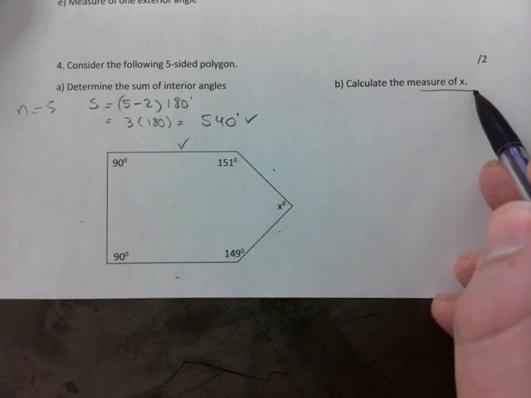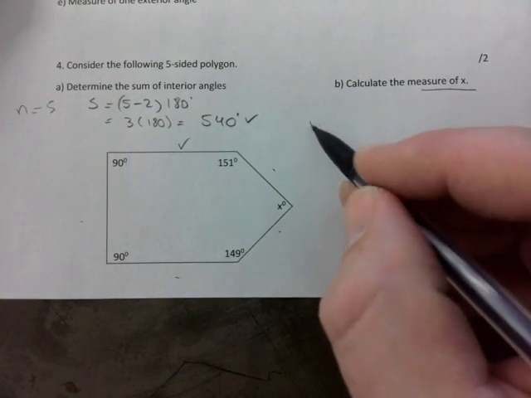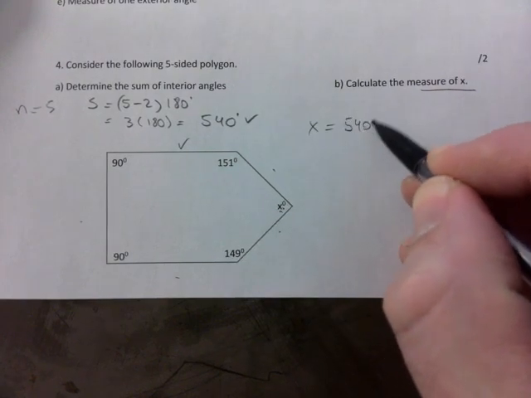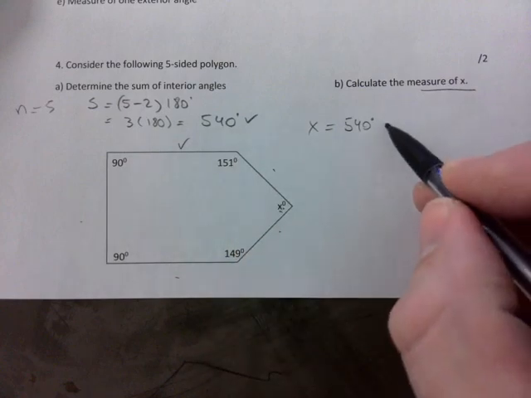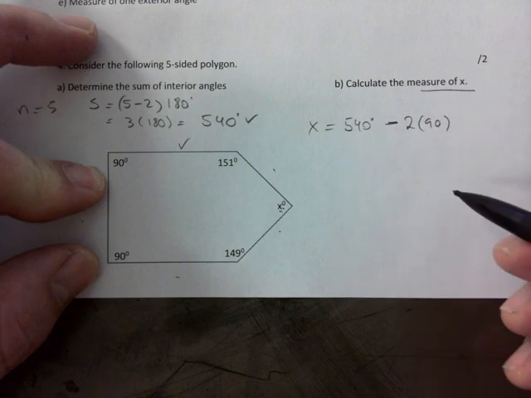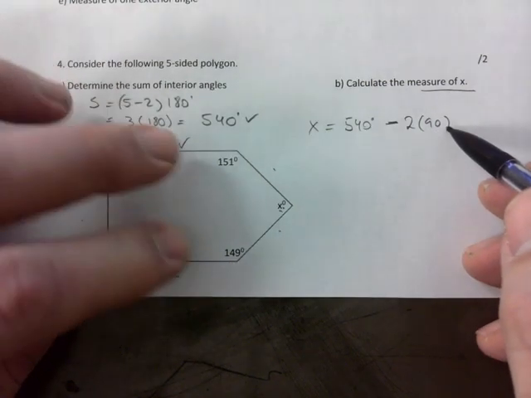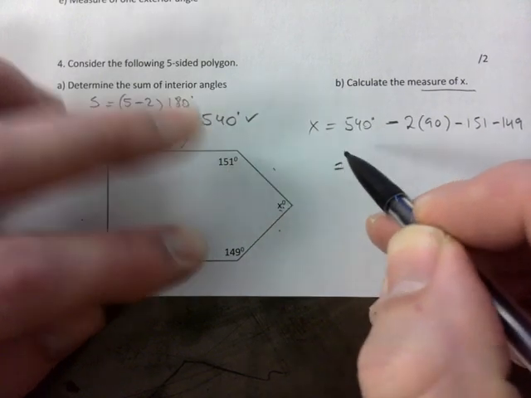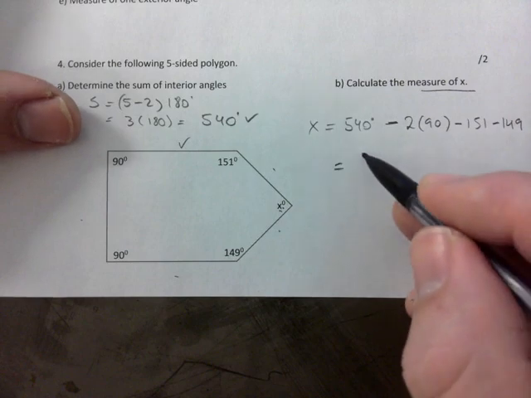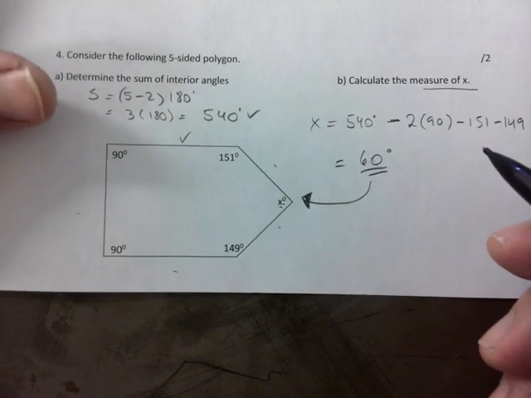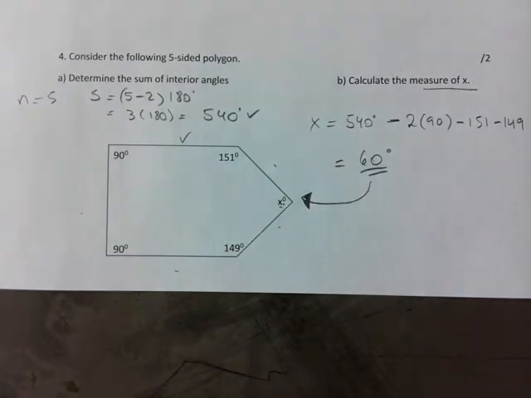It always works. This formula always works. Calculate the measure of x. And you may have your own way of doing it, but I'll say that this angle would be 540. So whatever you calculated the sum to be, minus, right? There's two 90s. You can do it like this, or you can go minus 90, minus 90. And then it's minus 151, minus 149. Okay. And if you do that, you get 60 degrees actually. So I hope you were able to get that there. So the back side is worth 9.